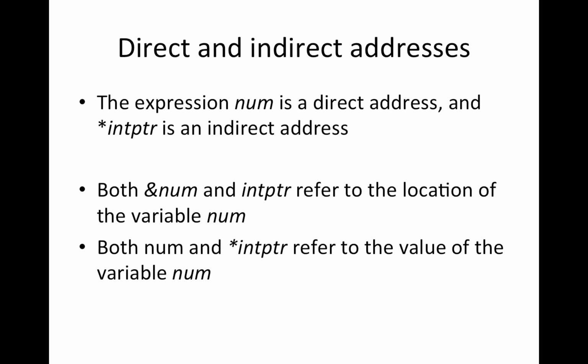Some terminology here. We say that the expression num is a direct address or reference, and star intptr is the indirect address or reference. So both ampersand num and intptr refer to the location of the variable num, and the name of the variable num and star intptr both refer to the value that's stored in that location.